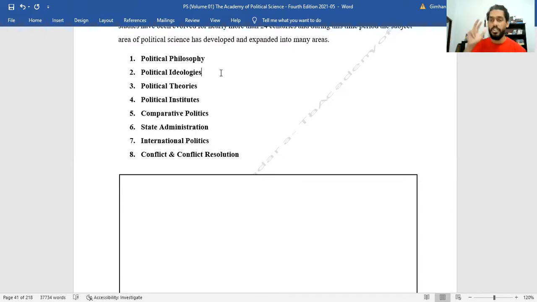Then, based on those political theories, people develop political institutions, right? All around us we see political institutes like the state and government, political parties, and pressure groups. All these things are political institutes. These things are developed based on those political theories that were developed before.